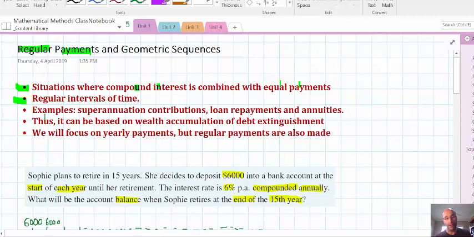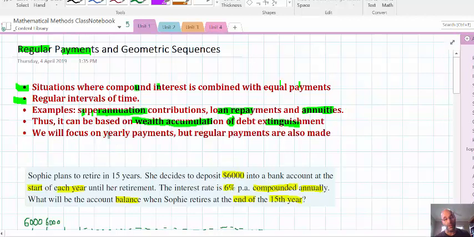They're happening regularly. And there are lots of real-world examples: superannuation, loan repayments, annuities. They can be based on wealth accumulation or security, like super and annuities. It can also be based on debt extinguishment. So that's your loan repayments there. So it's a similar scenario, although there are some differences, as we'll see in this video.